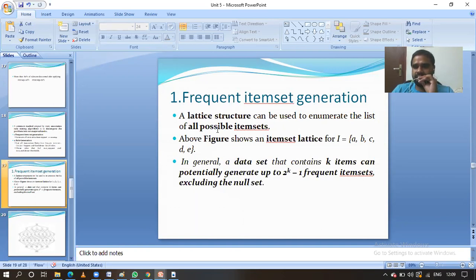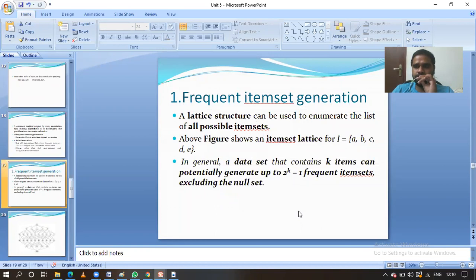Understand, guys, how we are going to represent these different combinations of the 5 items. Here, how many items are there? A, B, C, D and E. For these 5 items, I'm going to represent them in the form of a lattice structure. In the lattice structure, it has all the possibilities of item sets. All the possibilities like AB, AC, likewise different combinations will be there in this lattice structure.